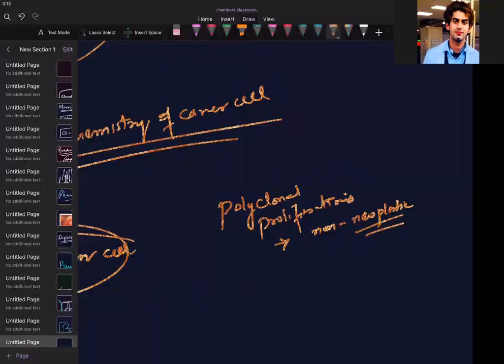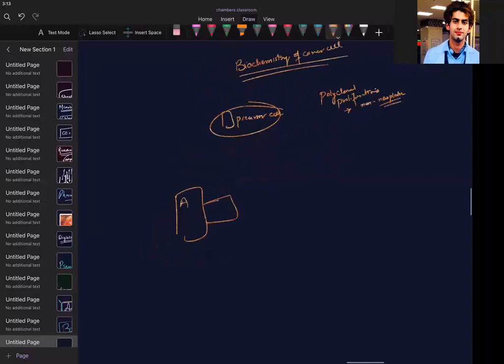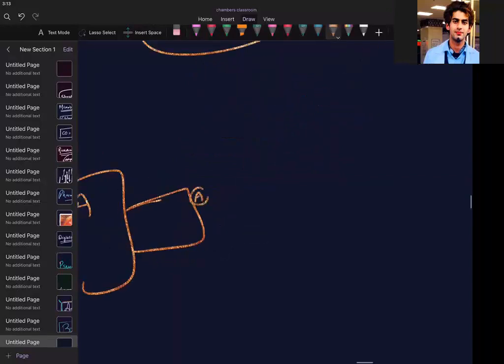You will be checking some enzymes. You will be checking some markers. That means if a cell is monoclonal, it should express only one type of isoenzyme, isn't it? For example, if I made a cancer cell from A tissue, then every cell of the A tissue should have A antigen on it. Isn't it, guys? A marker will be used. It's common sense. A lower kindergarten student will also say, sir, it is this. There is no need to use any rocket science.